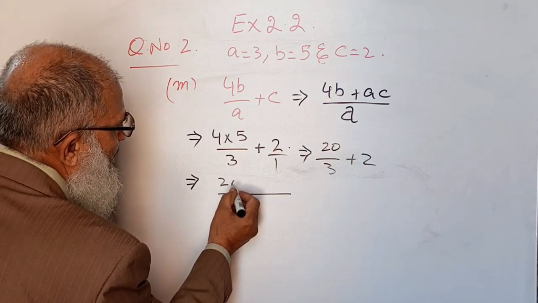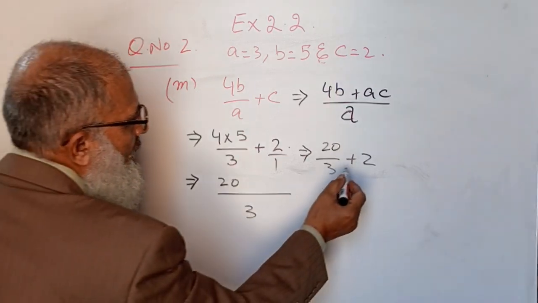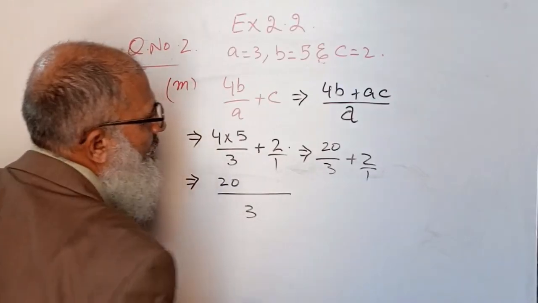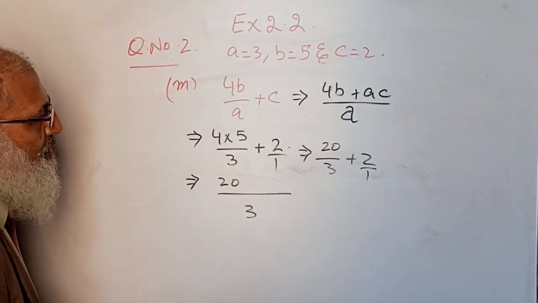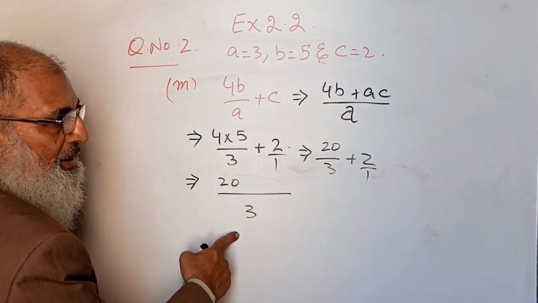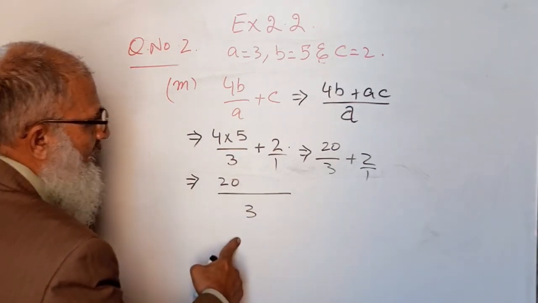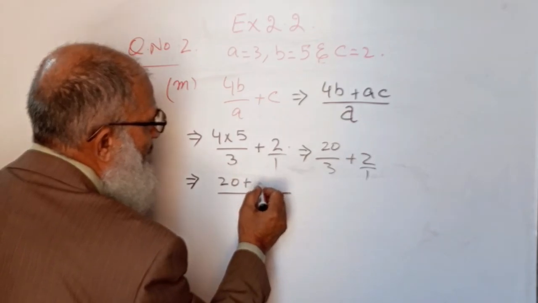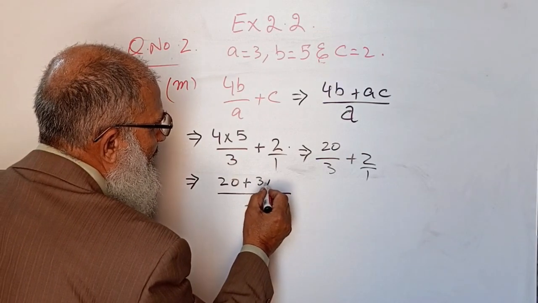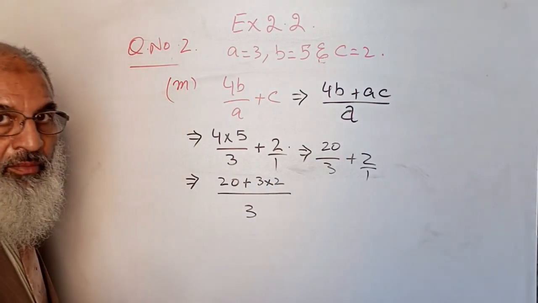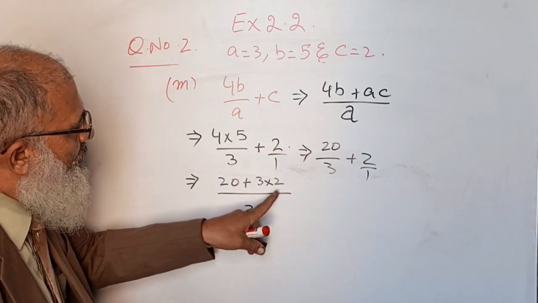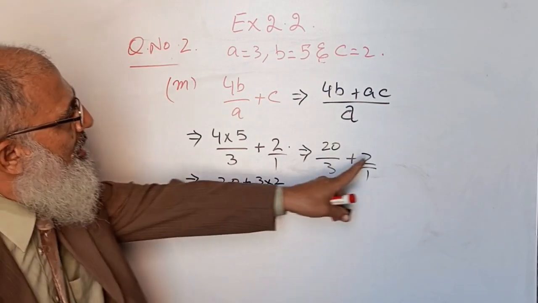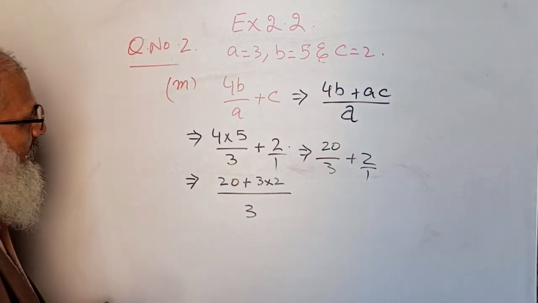Now 20 will be written as it is. Now here it is 1, as I have written over here. 1 multiplied by 3 is 3. And 3 multiplied by 2 is 6. Let me write in descriptive form: 3 multiplied by 2. Now this was the LCM and this is the numerator for this.